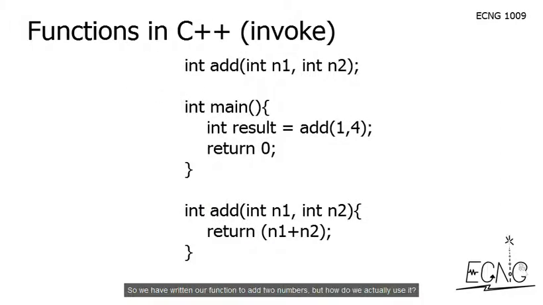So we have written our function to add two numbers, but how do we actually use it? Here we will call our function from our main function. We specify the name of the function and any parameters it takes. Optionally, we may assign the return value of the function to a variable of same type as seen here, an integer.